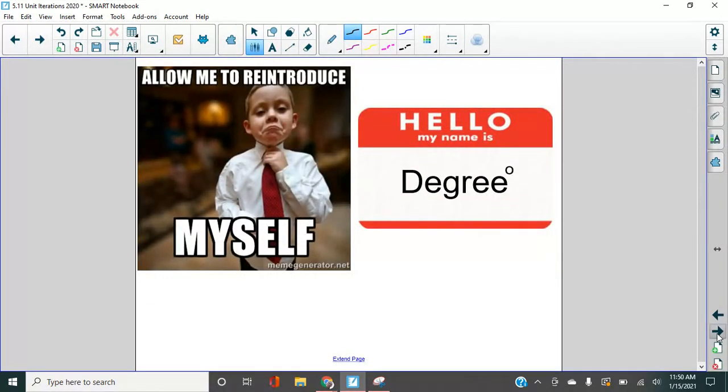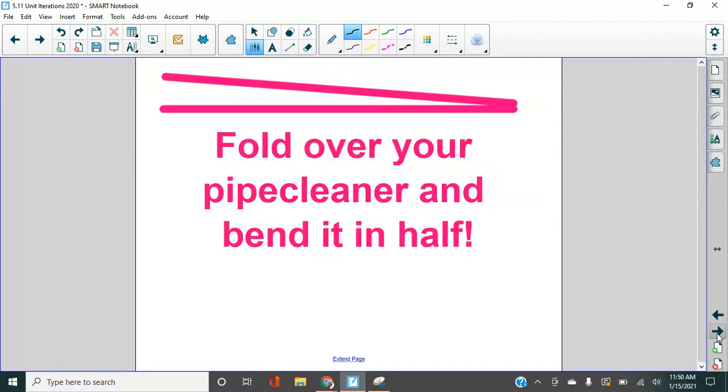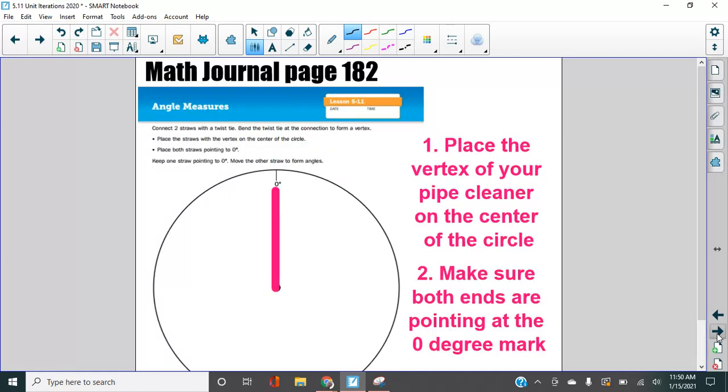My name is Mr. Degree. We're going to be using degrees. Now, this says pipe cleaner, but you can grab anything, two straight objects. Just like yesterday, two pencils, two straws, two anything, and this will work. We're going to be creating some angles. You will need page 182. Find that page for me.